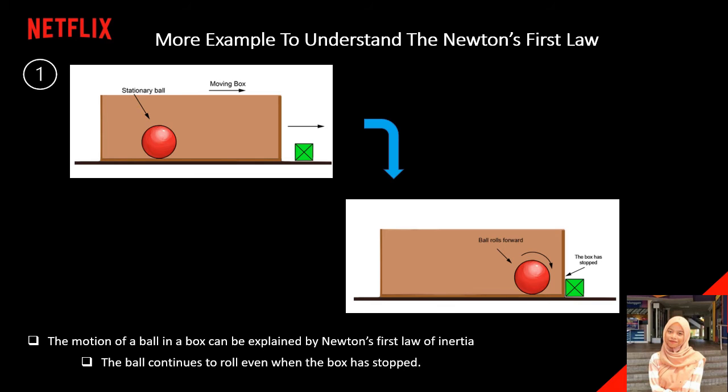More examples to understand Newton's first law. The motion of a ball in a box can be explained by Newton's first law of inertia. For example, place the ball into a box, then gently push the box and after that immediately stop the box. The result is the ball keeps moving for a moment after the box has been stopped. According to Newton's first law, a moving object tends to remain moving unless acted upon by an unbalanced external force. So that's why the ball continues to roll even when the box has stopped.